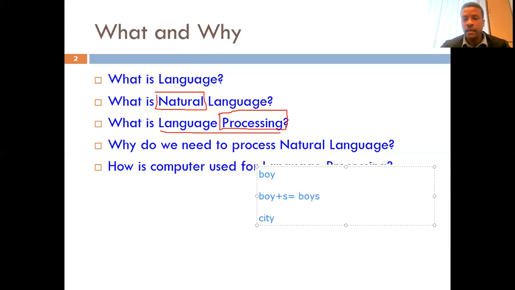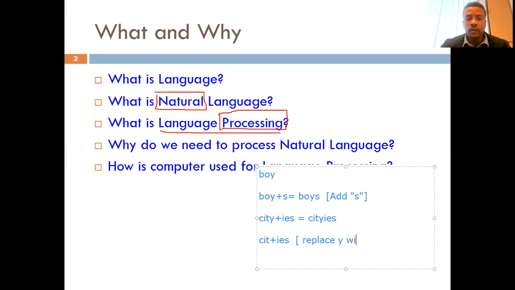What if I give you the word city then? What do you do? We add IES. So it means add IES. Then it would be cities. Remove Y. So in this case, what we mean is, instead of adding, what we do is replace Y with IES. Now, this is a rule of the language.